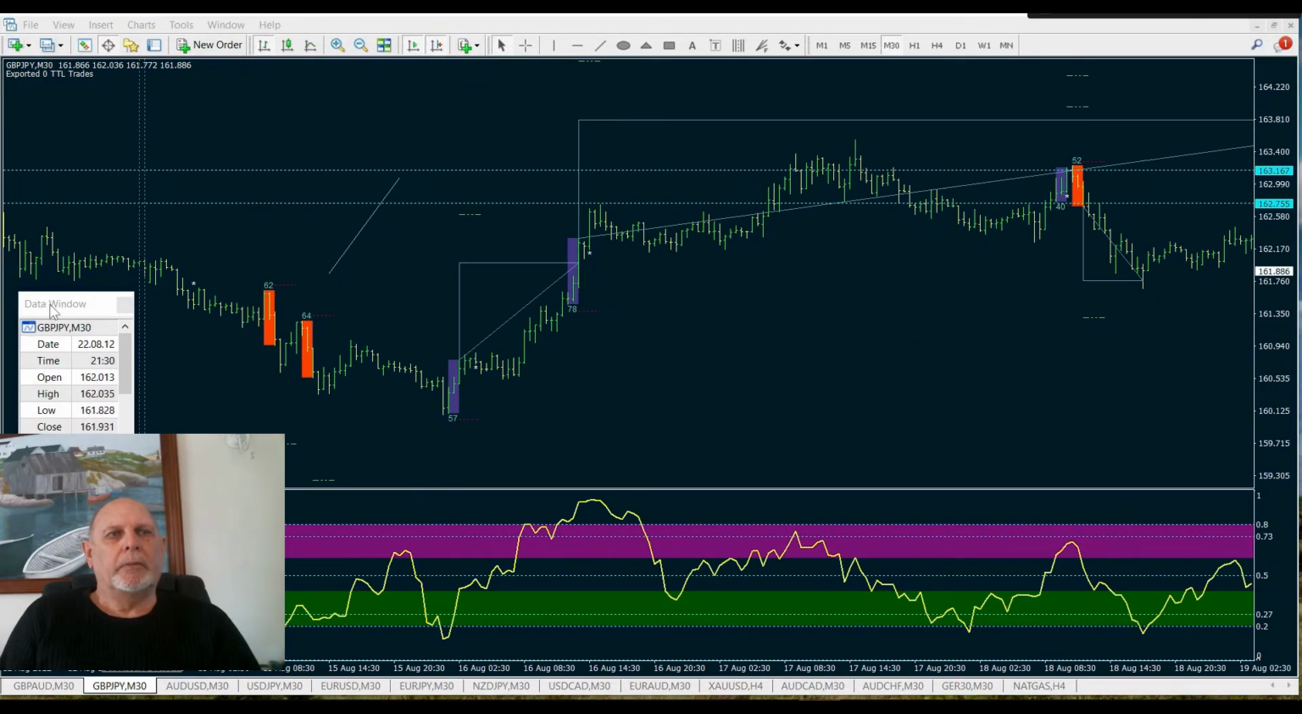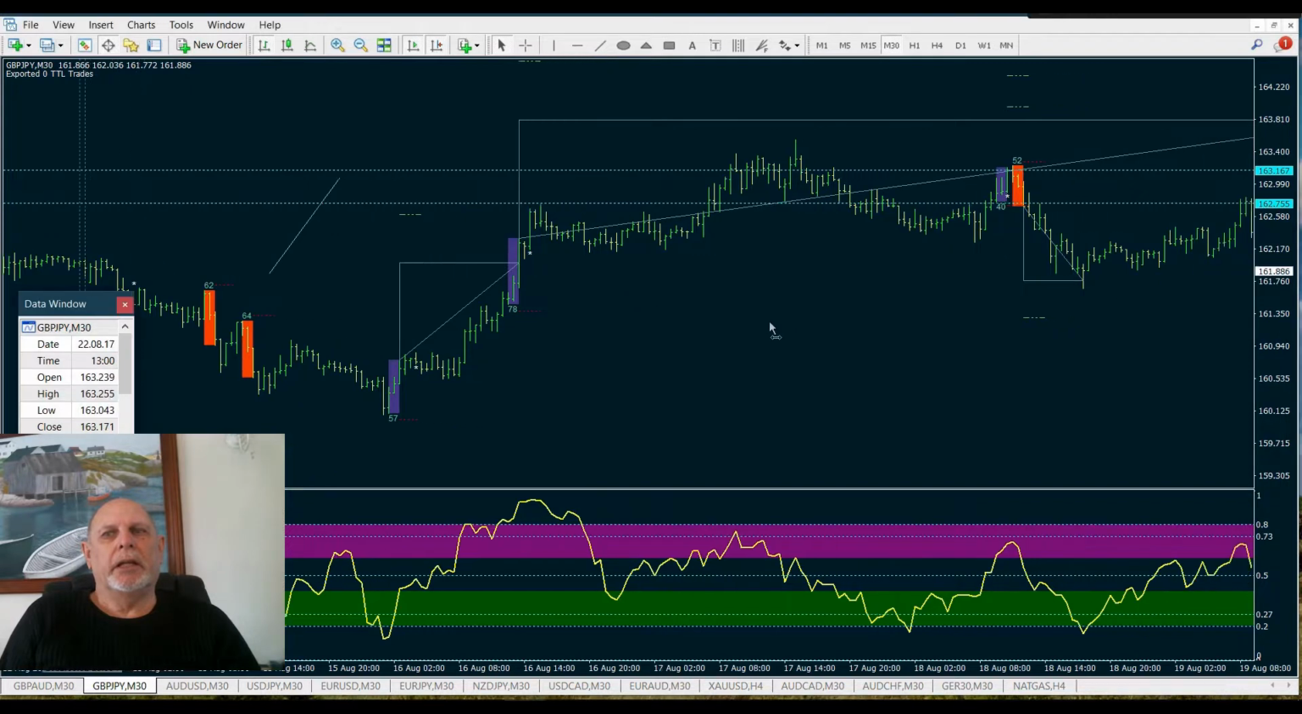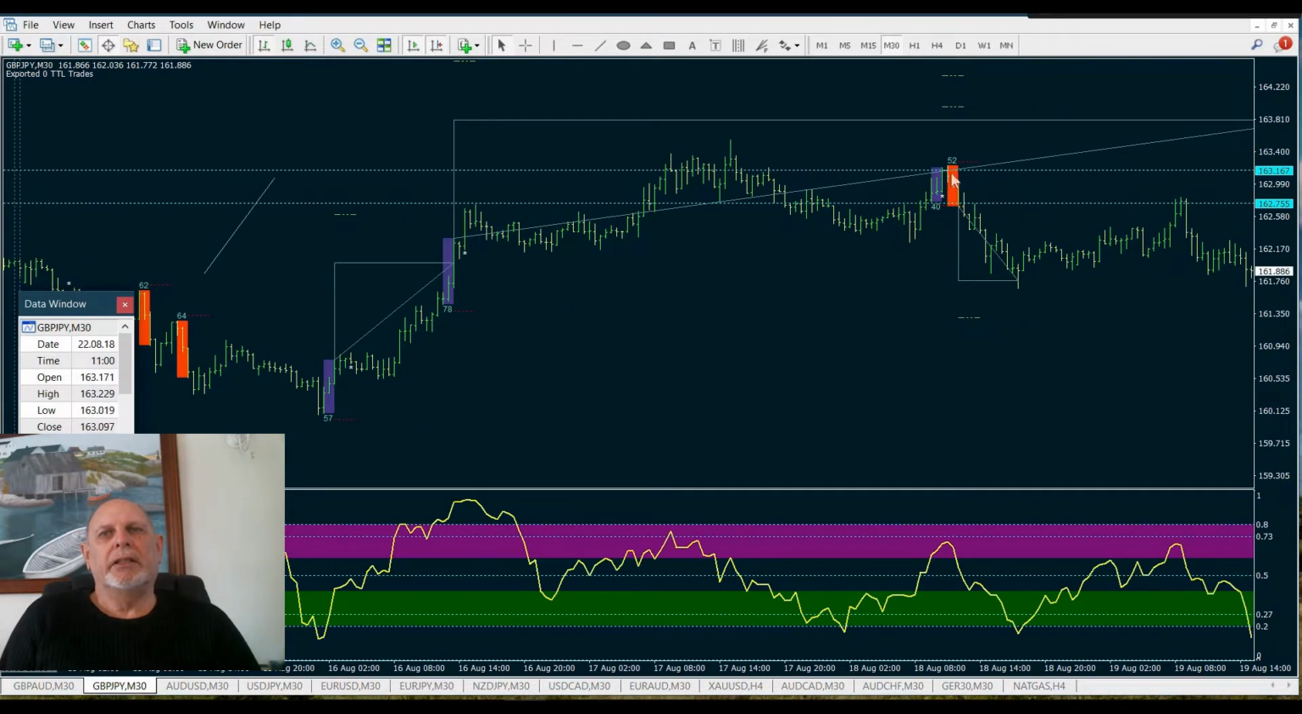Next we've got pound yen. Nothing, nothing, nothing. Here's our trade here. Again, it's got an extension as well. And this one over here, right on the borderline. Should you take it? Should you not take it? For the sake of the exercise, I'm going to say we didn't take that one.